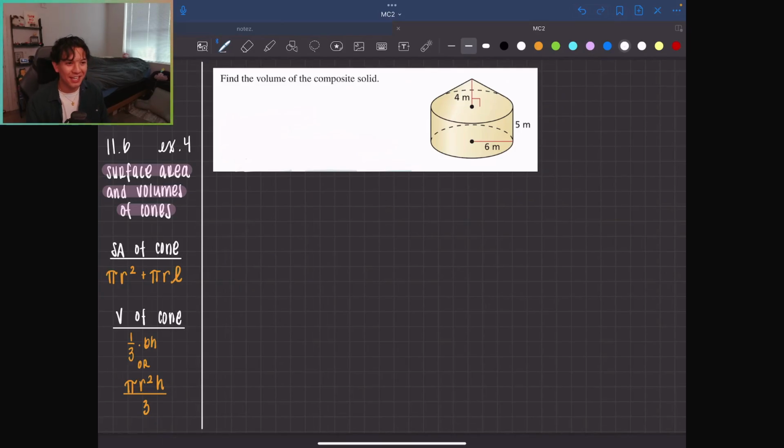All right, last one for the section here. Find the volume of the composite solid. Volume. So let's break this down, okay? What do we notice about this composite solid?